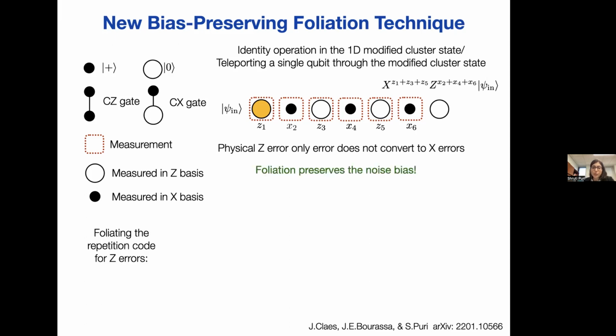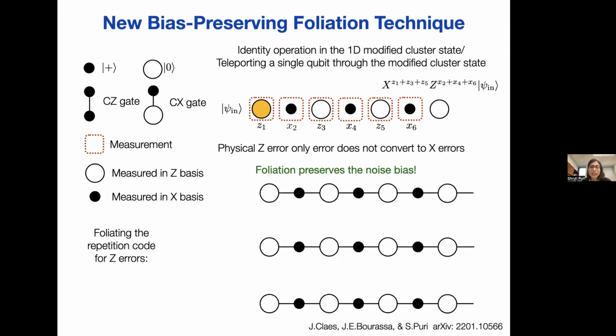So this foliation preserves the noise bias. Now if I have qubits with purely Z noise, so now I truly want to just implement a repetition code for Z errors, then I just take 3 chains like this. As I'm teleporting the qubits down, I want to measure the stabilizers of the repetition codes.